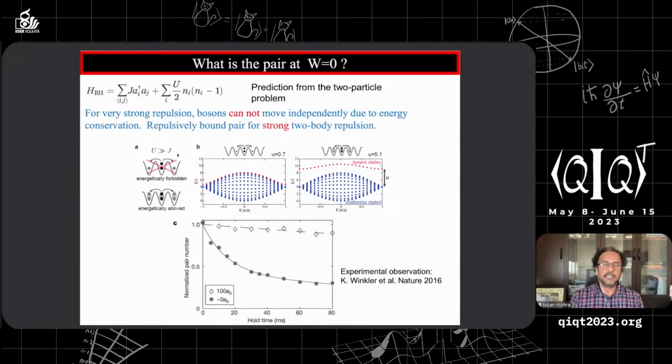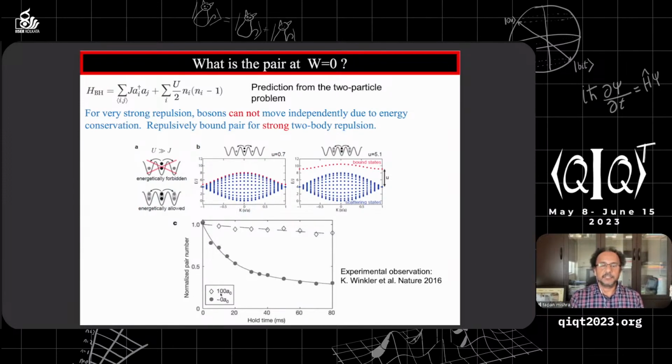And since the kinetic energy is very small compared to this, due to the energy resonant condition, this pair will not break. Therefore, these two particles will prefer to move together in the lattice, and this is seen as a slow dynamics in the quantum walk. And here is the experimental observation of this repulsively bound pair formation.